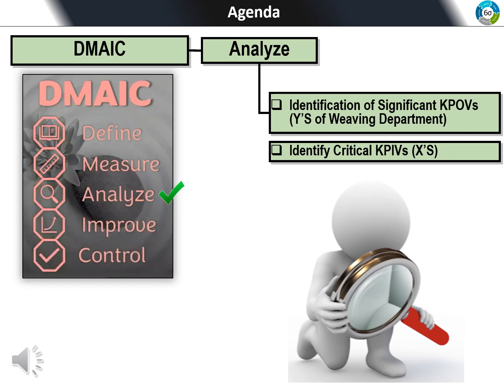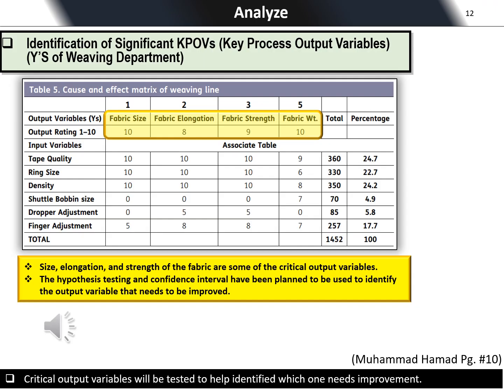The next step for the DMAIC is analyze. Under analyze, we will cover identification of significant key process output variables, Y, for the weaving department, and identify critical key process input variables, X. Identification of significant key process output variables, Y, of the weaving department: size, elongation, and strength of the fabric are some of the critical output variables.